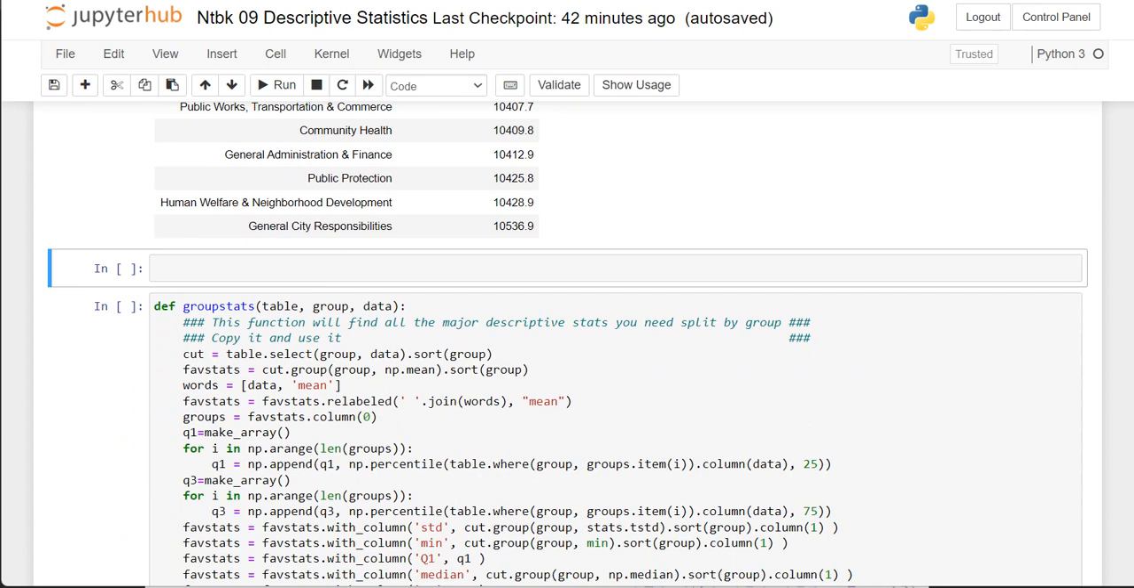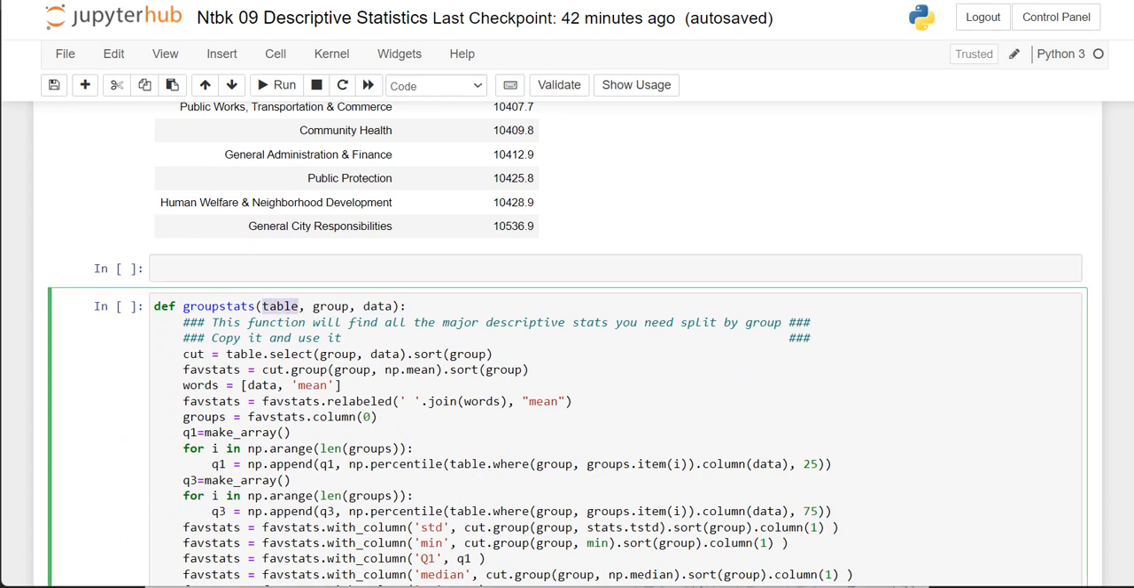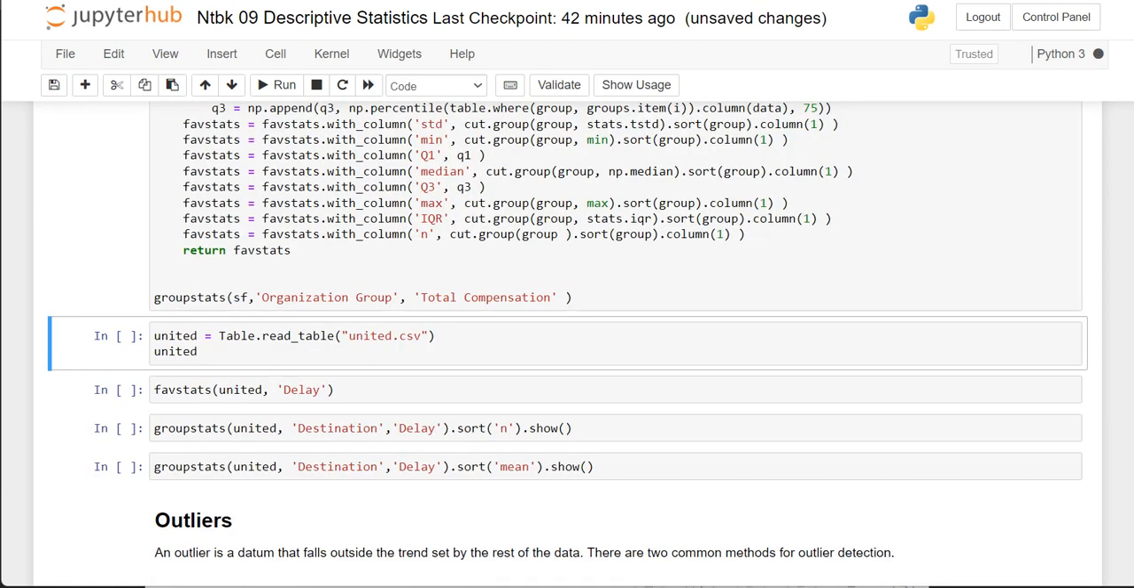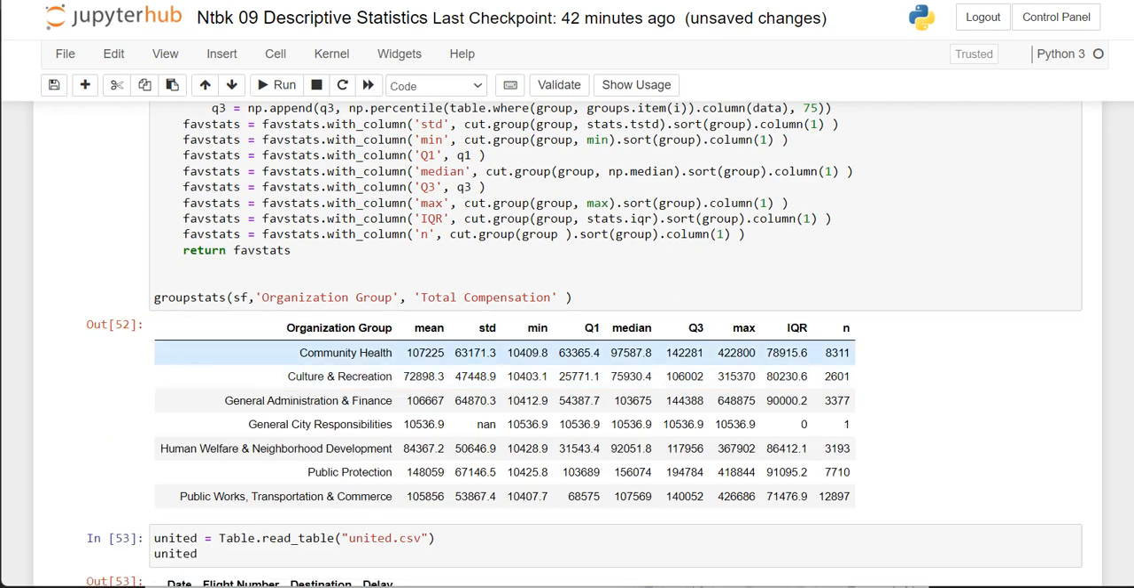And then what does the group stats do? Okay, so notice that the group stats tells me a table and then the grouping variable and then the numeric variable. And so let's get it going. So United, this is airlines, flights by United Airlines. Okay.